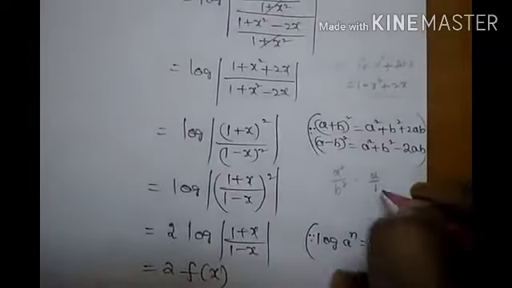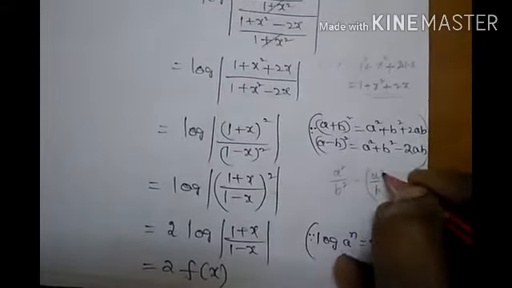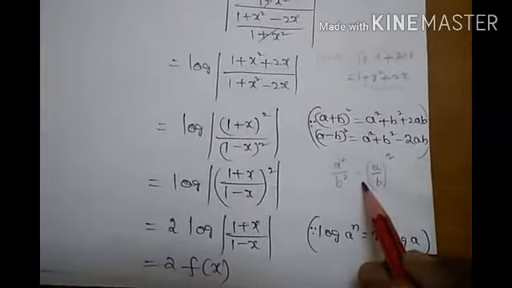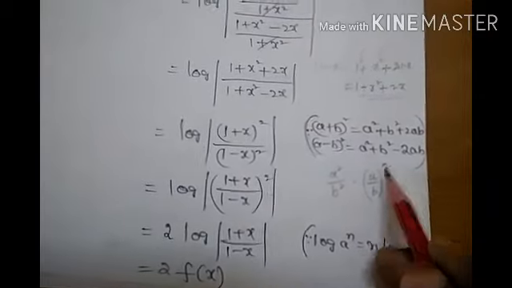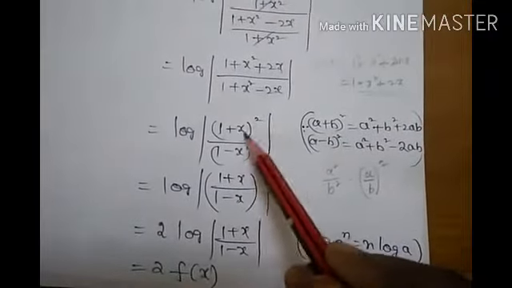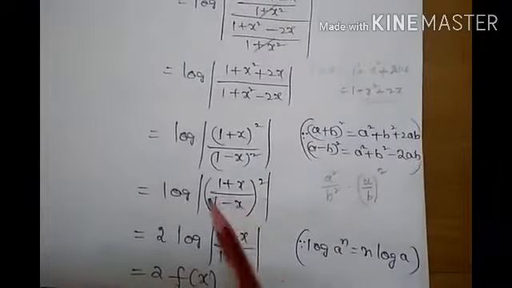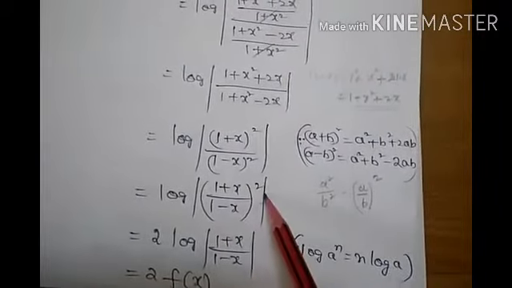Now, you can write a square by b square equal to a by b whole square by using law of exponents. In your previous classes, you learned this law of exponent. A square by b square can be written as a by b whole square. Similarly, 1 plus x whole square by 1 minus x whole square can be written as 1 plus x by 1 minus x whole square.